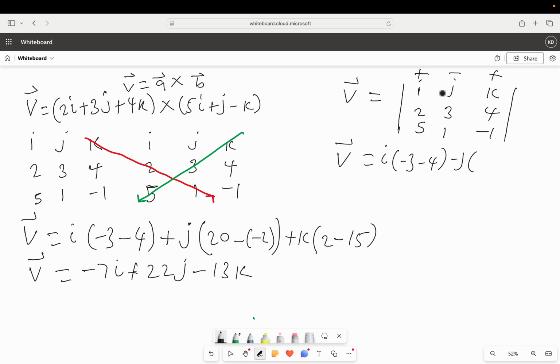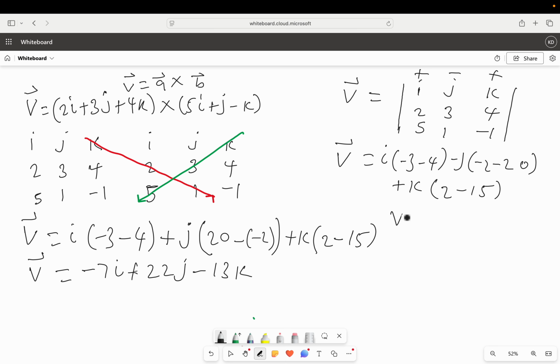Then I will cancel the corresponding row and the corresponding column. So I will be left with 2, 5, 4, minus 1. So I will have 2 times minus 1, which is minus 2. Then 4 times 5, which is minus 20. Then my last part is positive, so I will have plus k. Then I will cancel the corresponding row of k and the corresponding column of k. So I'll be left with this part. So it will just be 2 times 1, which is 2. Then 3 times 5, so I'll have minus 15.